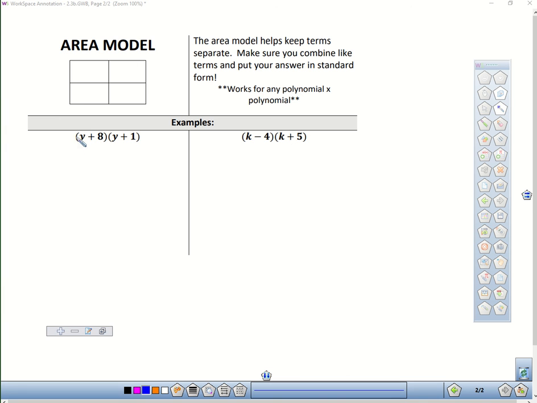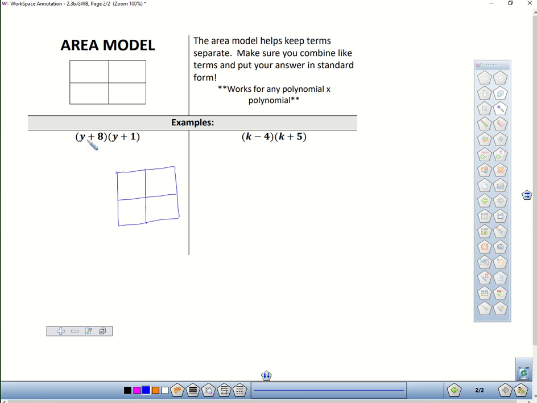So how you set it up is you count the number of terms total. How many terms do we have in the first parentheses? 2. How many terms here? 2. So that means our box is going to be 2 by 2. So it looks like this, like a window. Okay? Draw one of those.